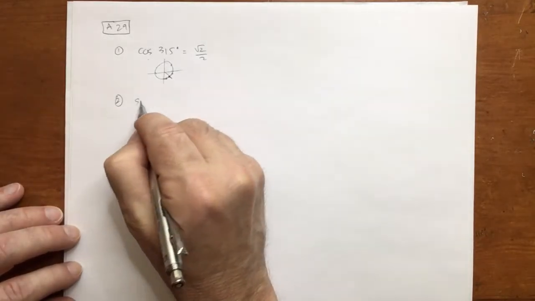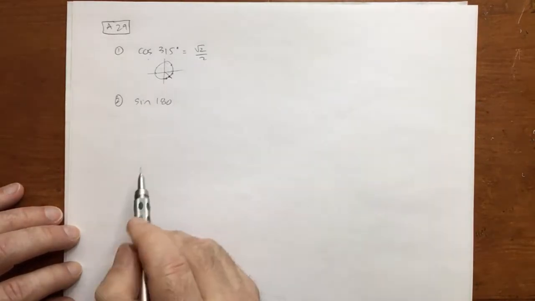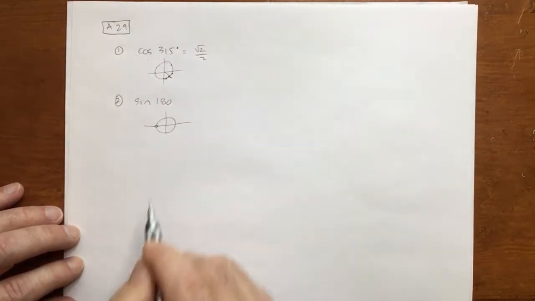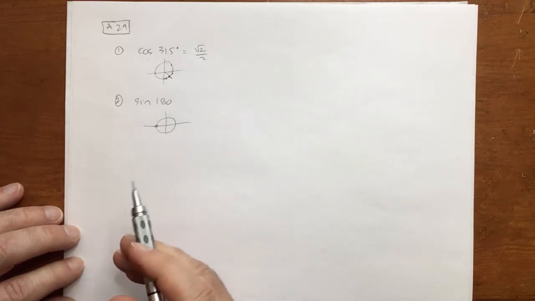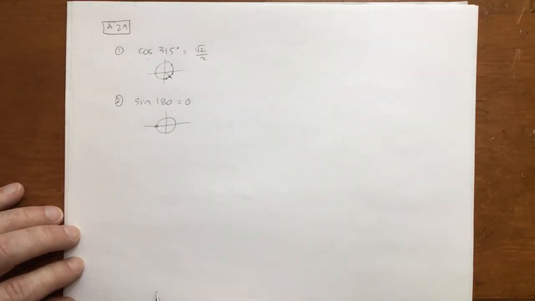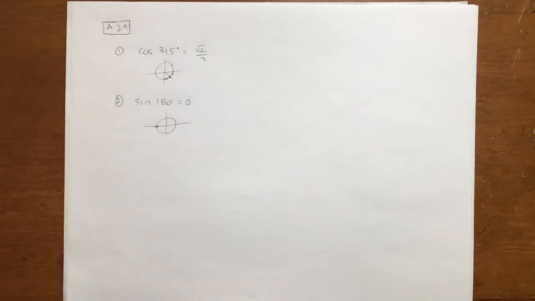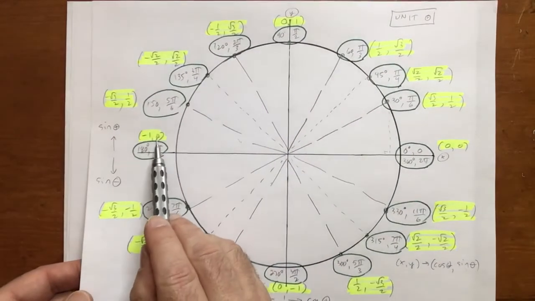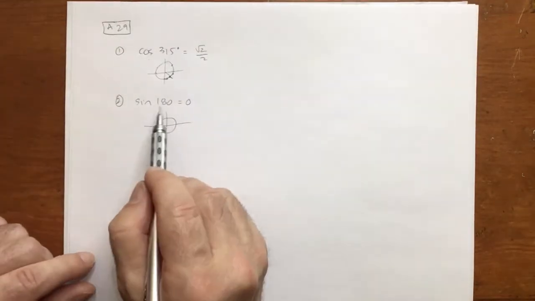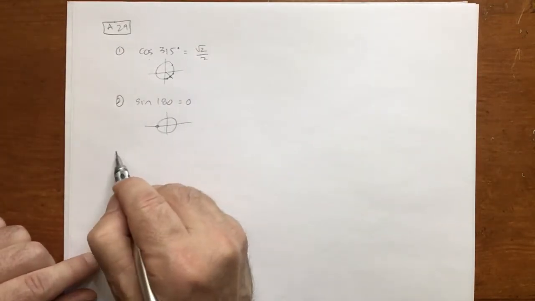Okay, let's try the sine of 180. Okay, so sine is y, 180. That's a very simple one. 180 degrees is right there. Sine, up or down, well, it's not up or down at all. So the sine is 0. And once again, you can see that right on your unit circle. If you were to type this into your calculator, it would give you 0.